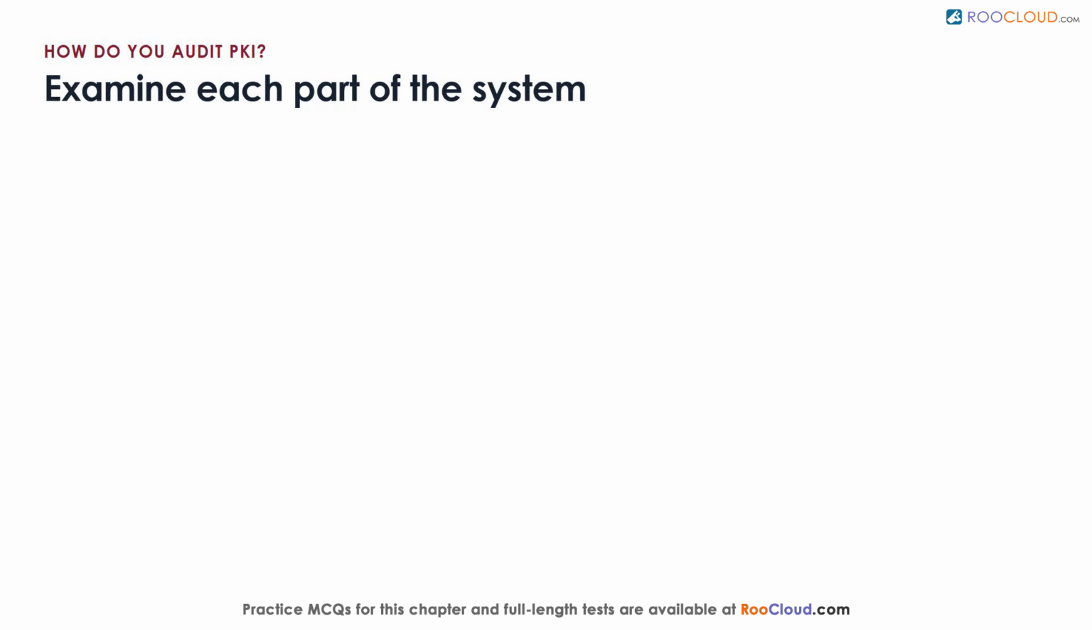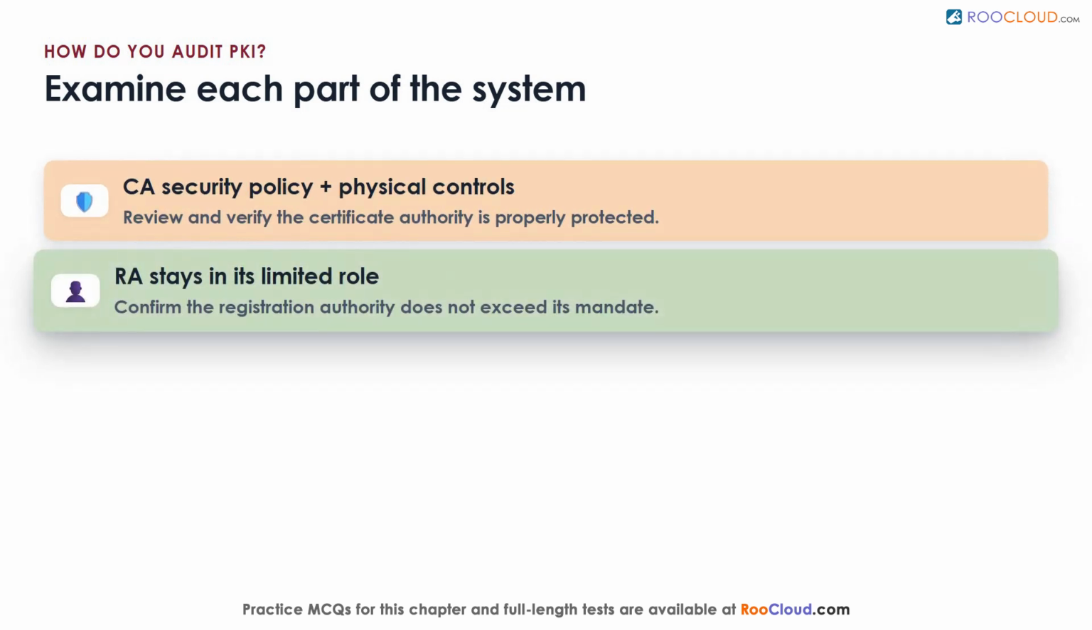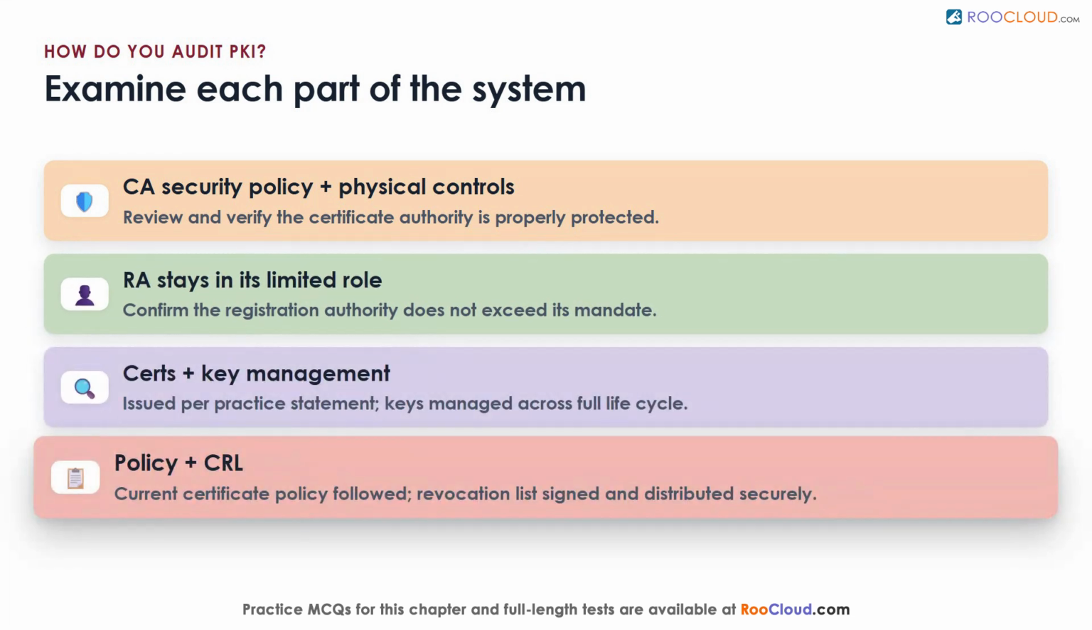So how do you audit it? You examine each part of the system. Check the certificate authority's security policy and physical controls. Verify the registration authority sticks to its limited role. Confirm certificates are issued and renewed according to the practice statement. Inspect key management across the whole life cycle. Confirm a current certificate policy exists and is followed. And verify the revocation list is signed and distributed securely.